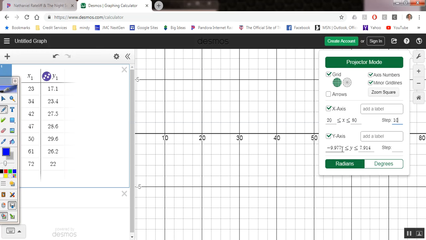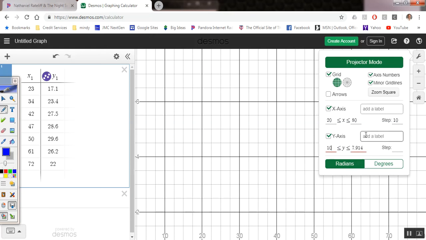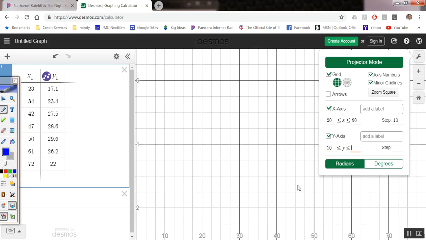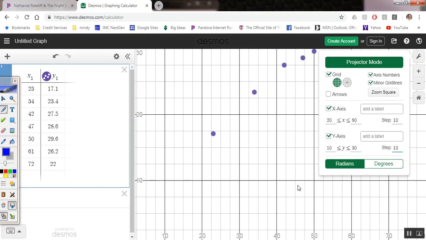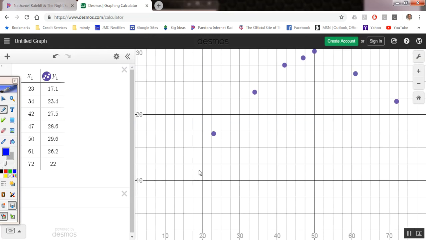Now, my y values here. I want to make sure this works. What's the lowest y value in this, kids? So I might put 10 in as a minimum. What's the highest y value? 29.6. So I might put in something like 30 here. Whoops, I want to put 30 in. Clear all that out and go 30. And I might say, go by 10s. All right? Guys, I have all my points right here.